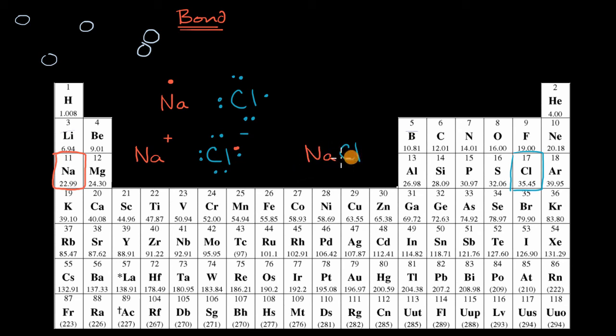And this type of bond between ions, you might guess what it's called. It is called an ionic bond. Ionic bond.